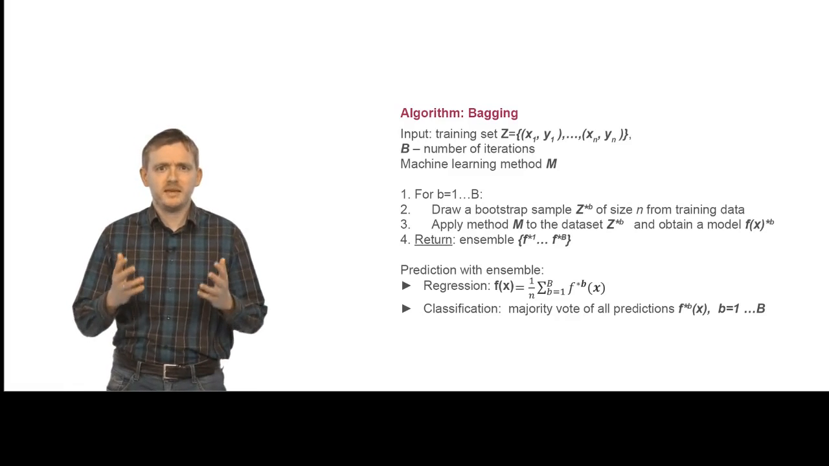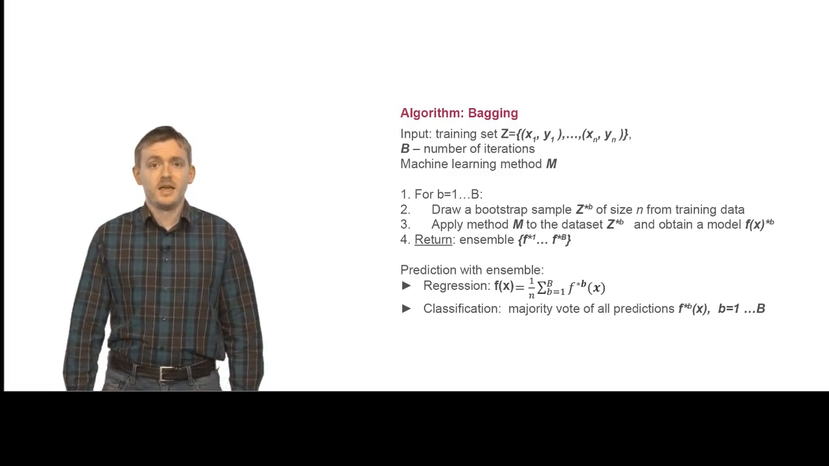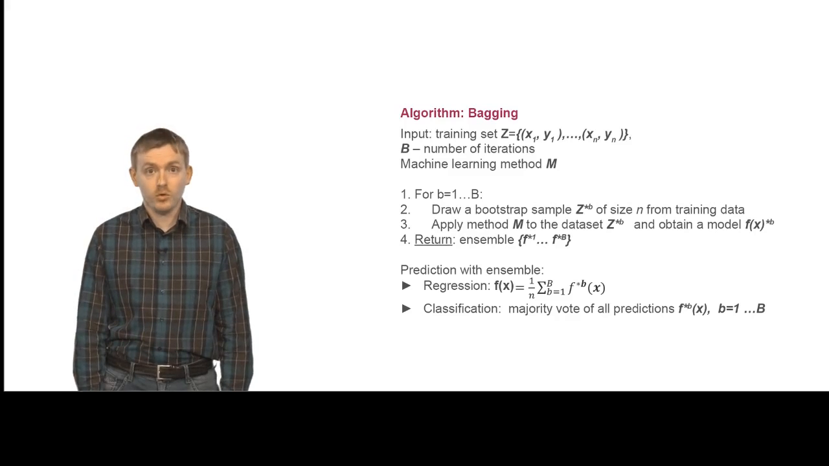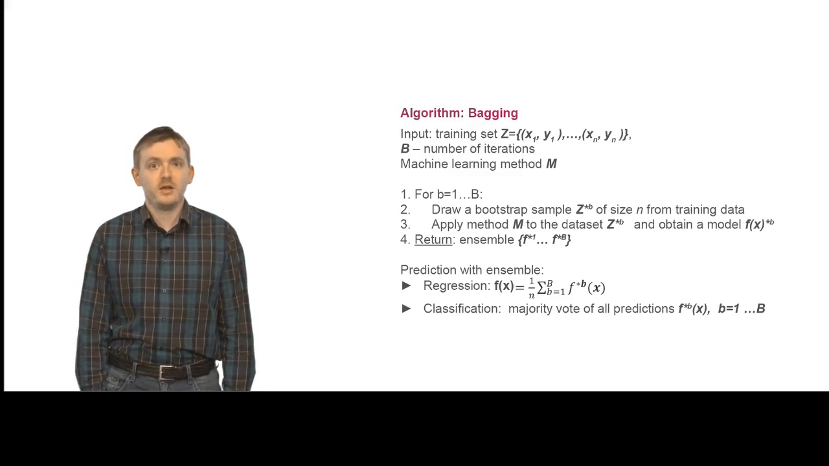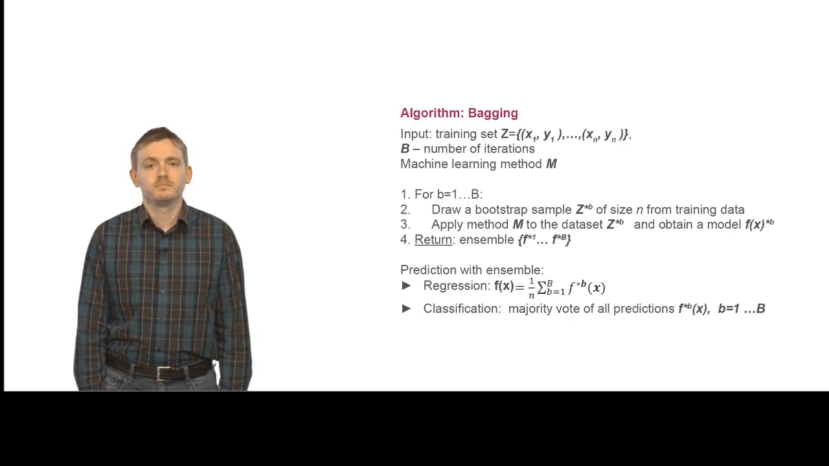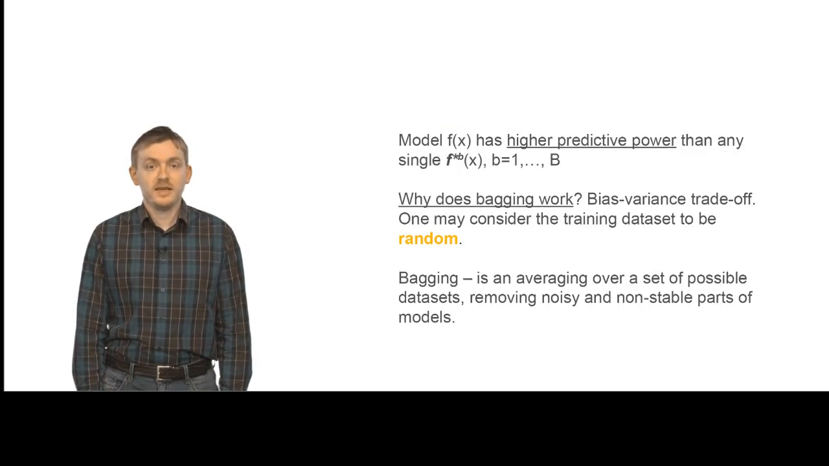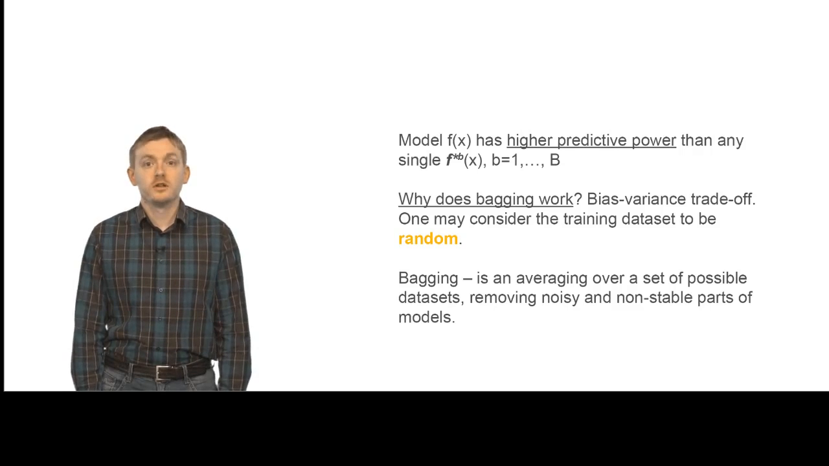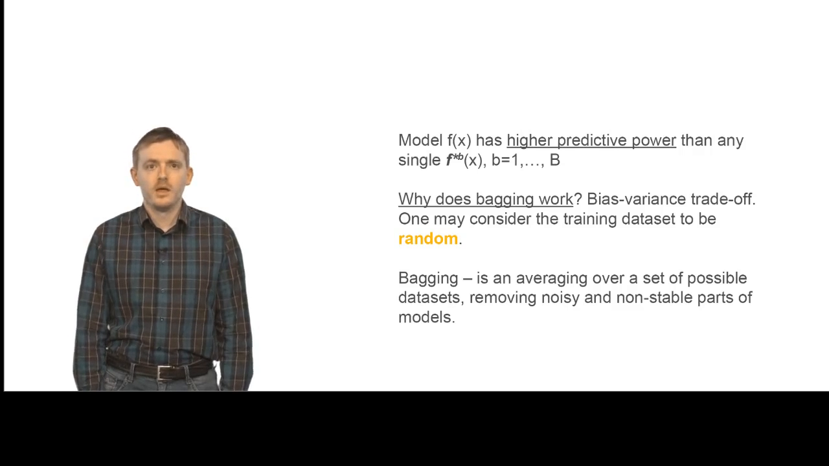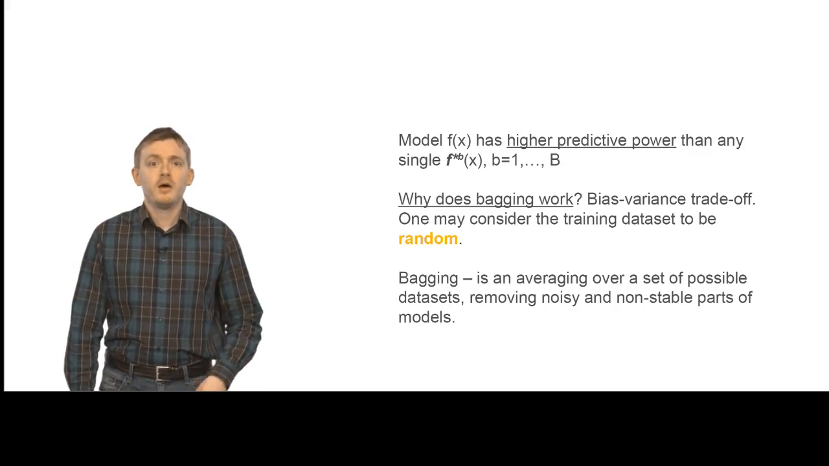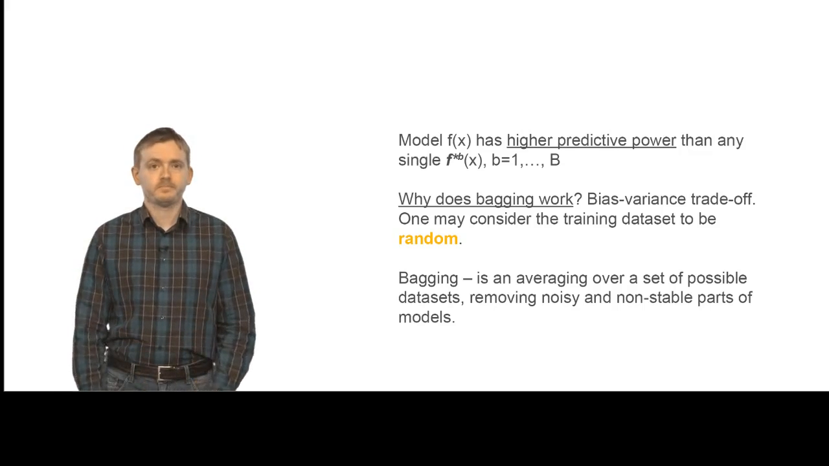Surprisingly, the bagging algorithm really works. In most situations with any machine learning method in the core, the quality of such aggregated predictions will be better than of any single prediction. Why does bagging work? This phenomenon is based on a very general principle which is called the bias-variance trade-off. This topic is out of scope of our short course, but I will explain it to you informally.